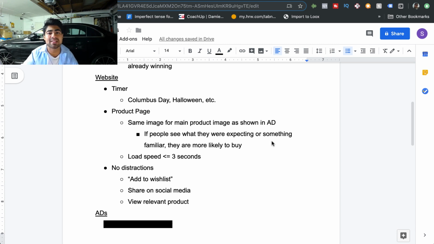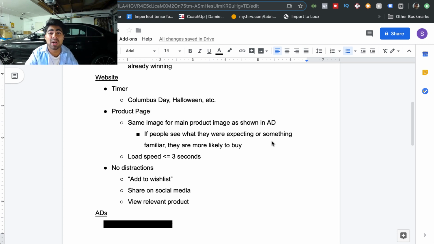Now, what do I mean by this exactly? Well, when it comes to the specific images, if they see the same exact image on the product page as they saw on your ads, they link the two together, and automatically a sort of trust is established. This is just a psychological thing that happens within a flick of a second, and believe it or not, this can really determine whether they purchase from you or not.